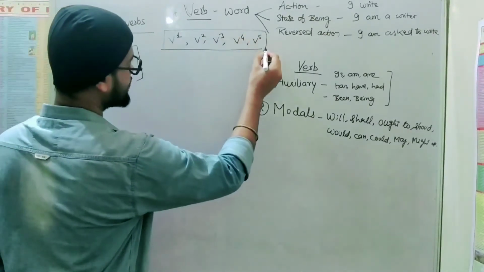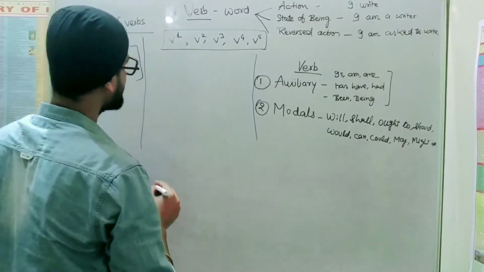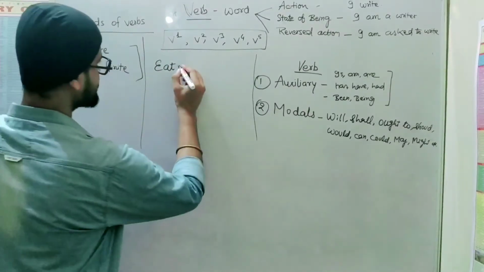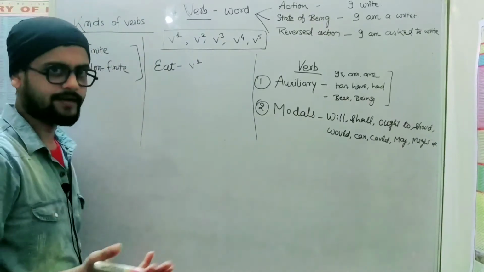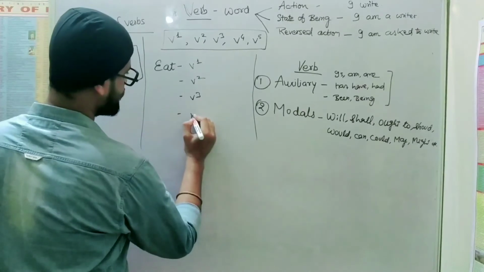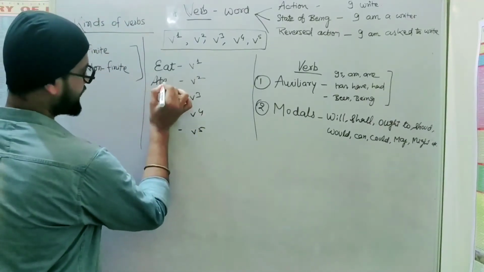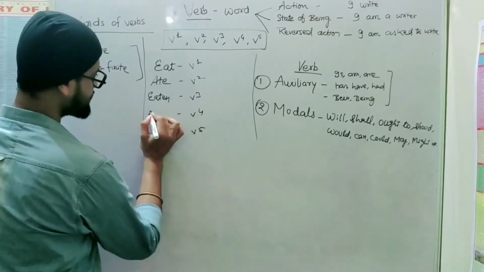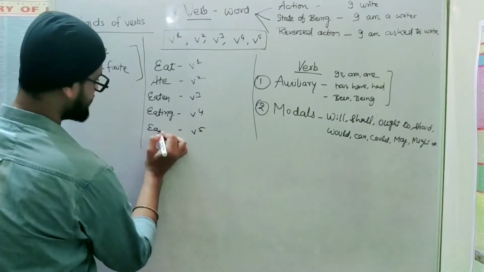Let me give you something else related to V1, V2, V3, V4 and V5. Let's say if I write eat, this is your V1. We know that, right? What will be V2, V3, V4 and V5? For V2, it becomes ate. For V3, it becomes eaten. For V4, it becomes eating. For V5, it becomes eats.